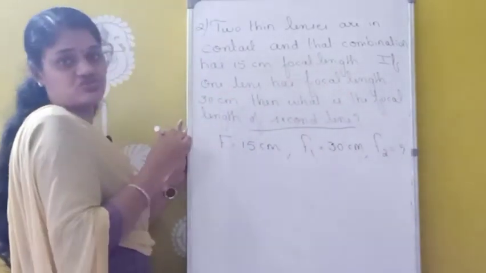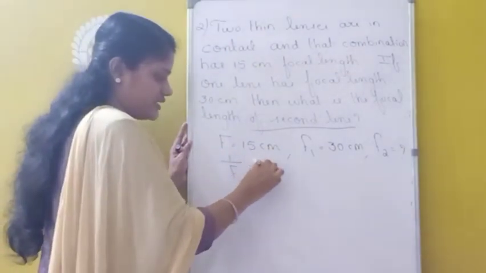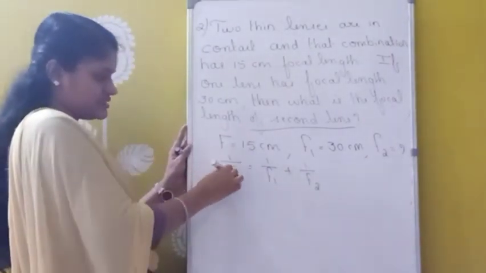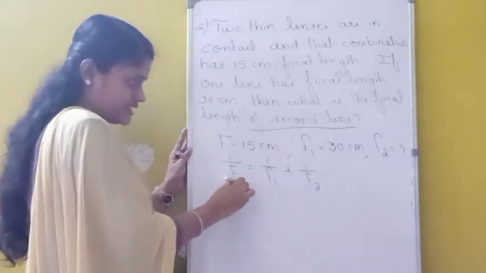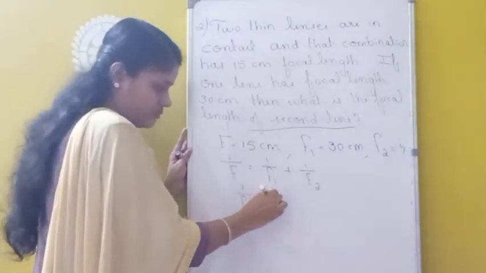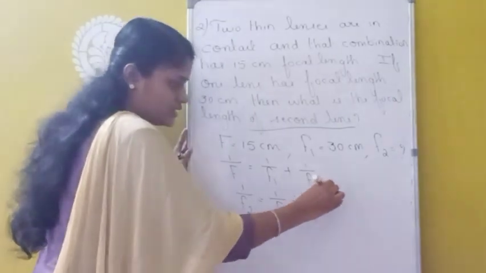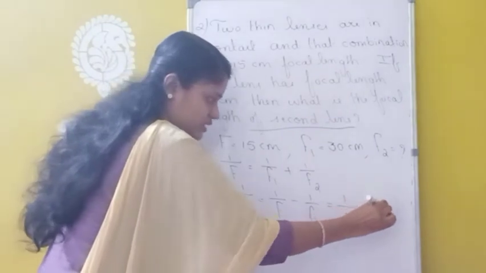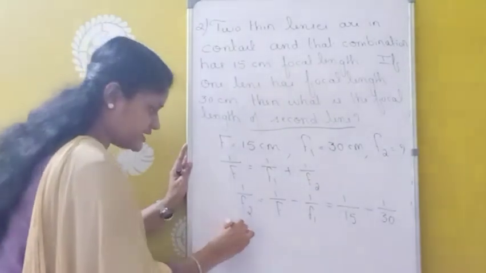Okay, so we know the formula for combination focal length: 1 by capital F equals 1 by F1 plus 1 by F2. Here we have to find F2, so I am keeping this term alone on one side. So 1 by F2 equals 1 by capital F minus 1 by F1. That is equivalent to 1 by 15 minus 1 by 30, since capital F is 15 and F1 is 30.